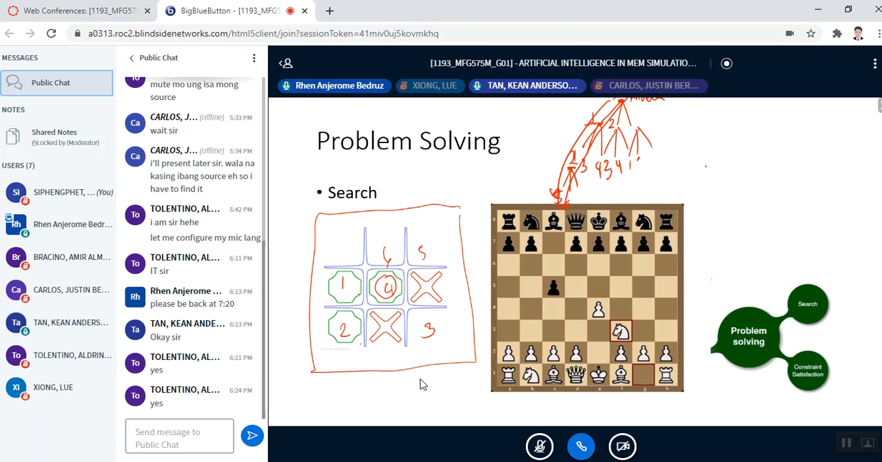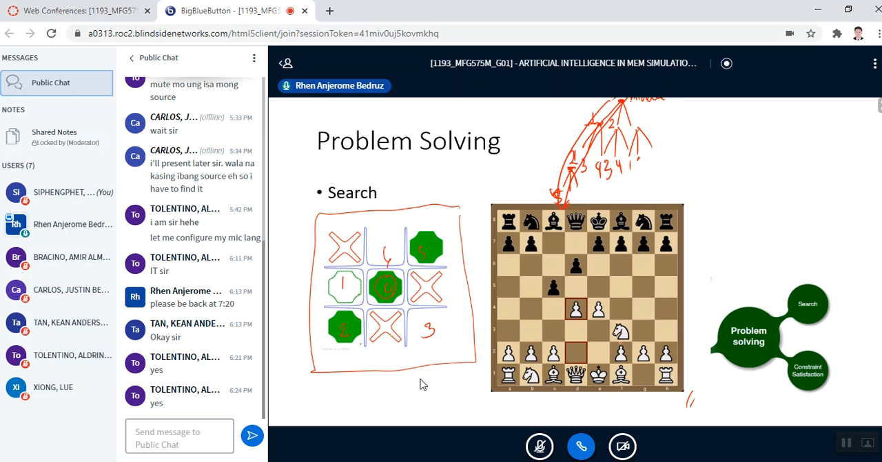Good. So this is the basic one, which is the tic-tac-toe game. A more complicated one would be the chess game. The chess game has millions of moves or millions of combinations. From those millions of combinations, the goal of the computer is to find the shortest way or the easiest way to win. Okay, that's it.